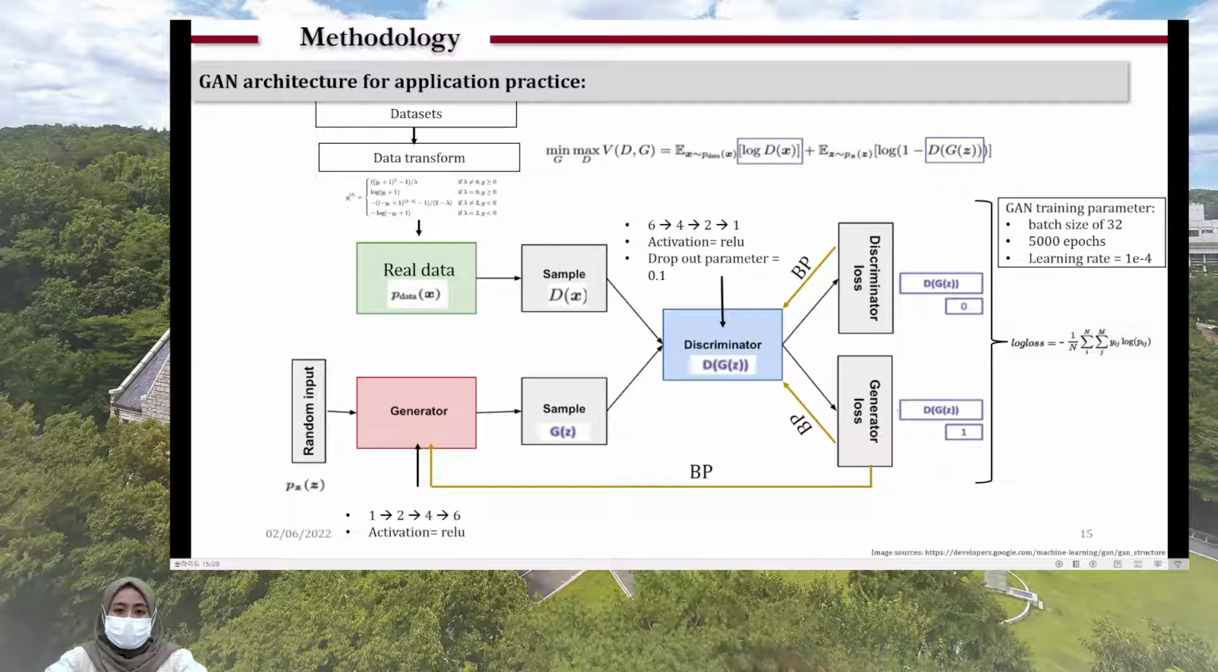The discriminator and generator will be trained with a min-max optimization formulation where the generator wants to minimize the objective function and the discriminator wants to maximize the objective function. The evaluation of the loss will be presented in a log-loss equation. After that, the result will be evaluated using some data visualization methods.